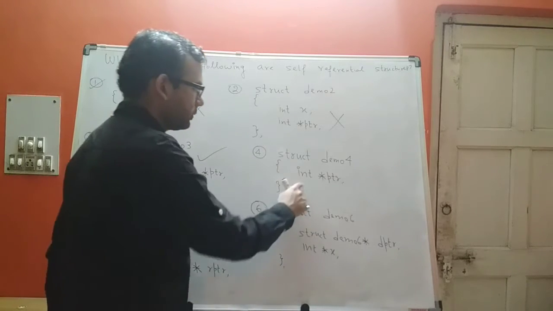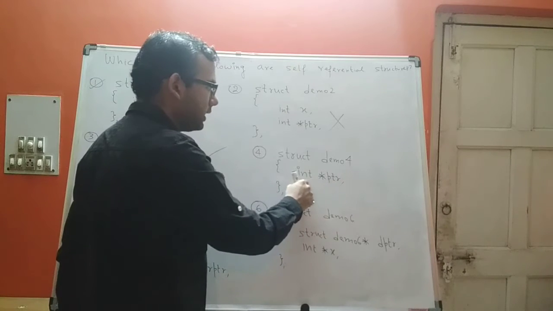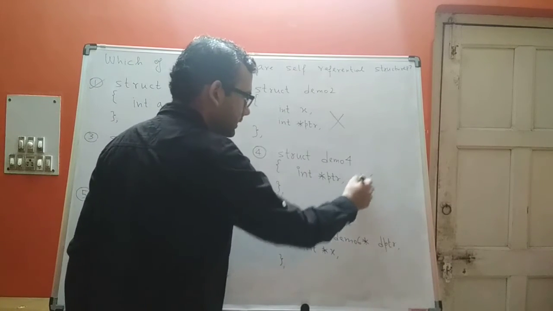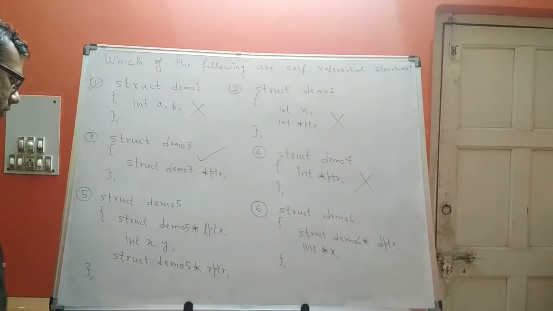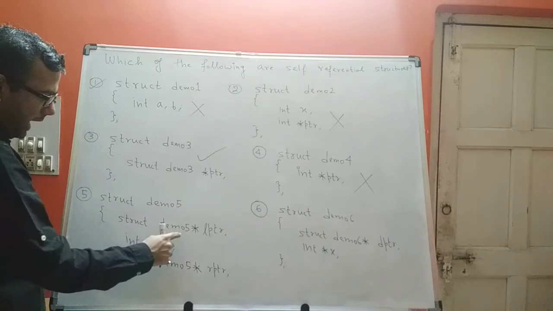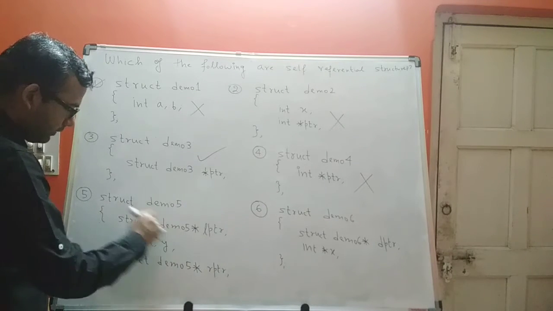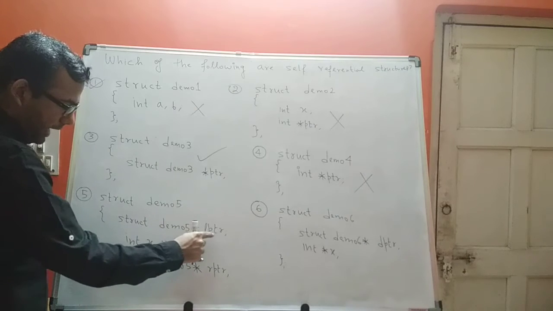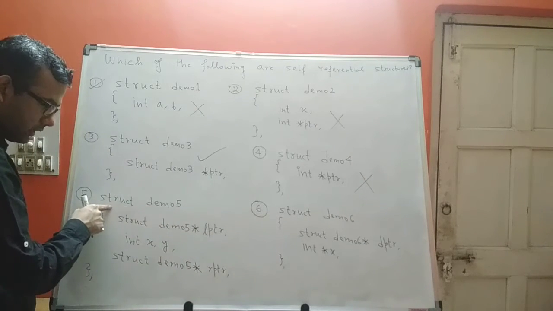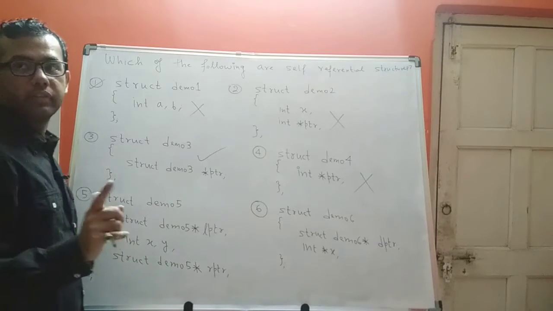Okay, now let's look at this one. Here I have a pointer ptr which is a pointer to int. It is not a pointer to struct demo4. As a result, this is not a self-referential structure. Now let's look at this one. Struct demo5. Now here I have lptr as a pointer to struct demo5, which is the structure itself. See, lptr is a pointer to struct demo5 and struct demo5 is the name of the structure. That means this structure qualifies to be a self-referential structure.